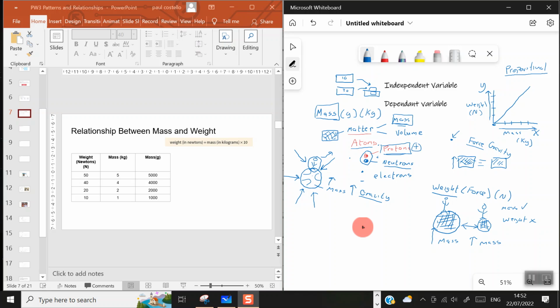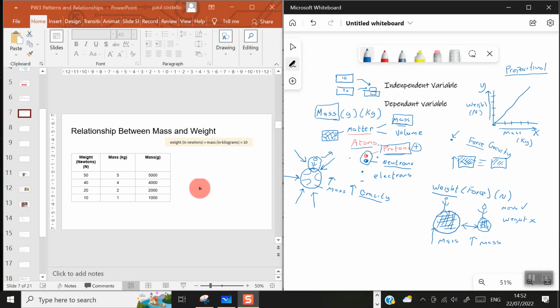Now, what's also really important is that you're able to convert between weight and mass. And what you can do is use a formula. So we can use this formula here: weight in newtons is equal to mass in kilograms multiplied by 10.